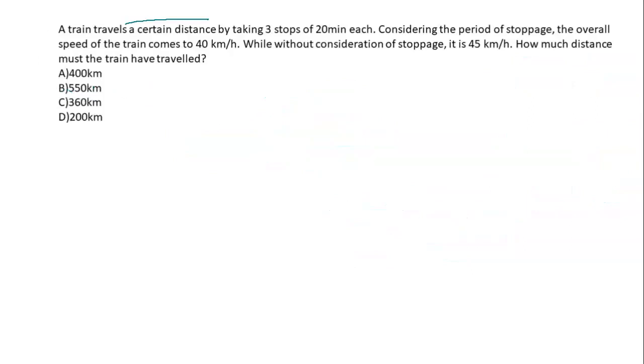The train travels a certain distance by taking 3 stops of 20 minutes each. Considering the period of stoppage, the overall speed of the train comes to 40 kilometers per hour. Without considering the stoppage, it's 45 kilometers per hour. How much distance would the train have traveled?